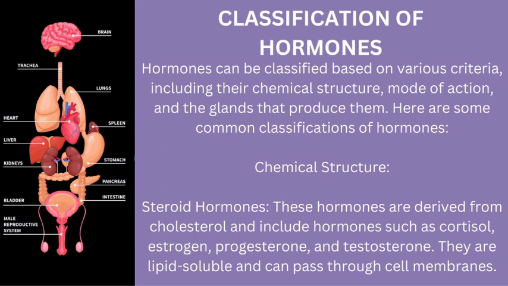Now the classification of hormones. Hormones can be classified based on various criteria, including their chemical structure, mode of action, and the glands that produce them. Here are some common classifications of hormones. According to chemical structure. First, steroid hormones. These hormones are derived from cholesterol and include hormones such as cortisol, estrogen, progesterone, and testosterone. They are lipid-soluble and can pass through cell membranes.